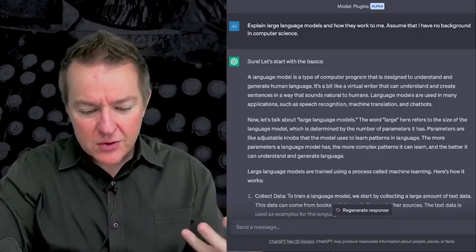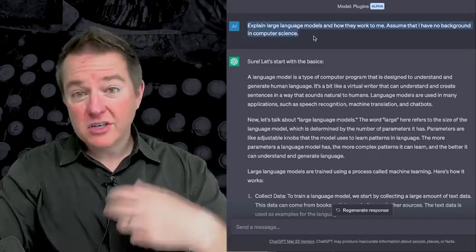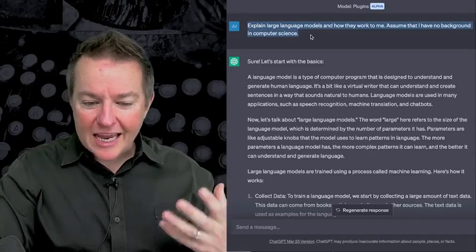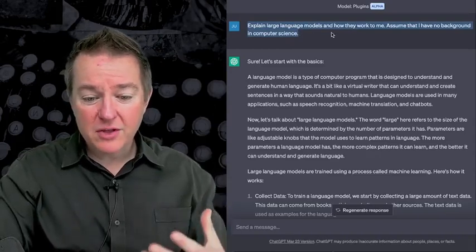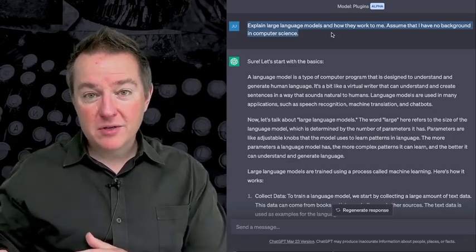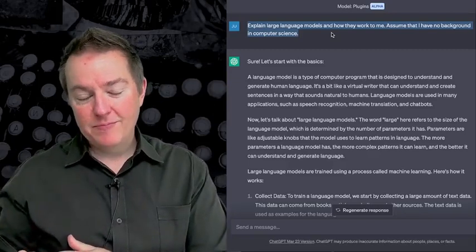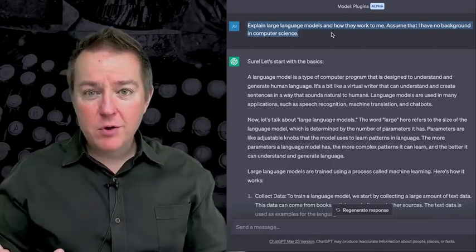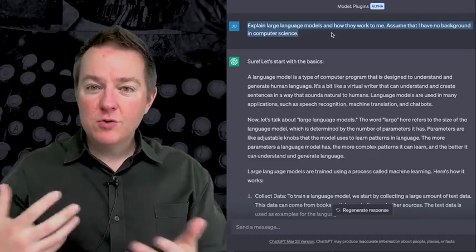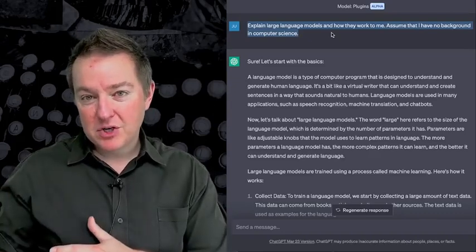So let me show you an example of this. We're going to start with the example of large language models, which we've been studying in this course. And we're going to say, explain large language models and how they work to me. Assume that I have no background in computer science. So we're giving it a persona of who I am. We're saying, assume that I have no background in computer science, and that's telling it who is the audience that I'm giving this information to.